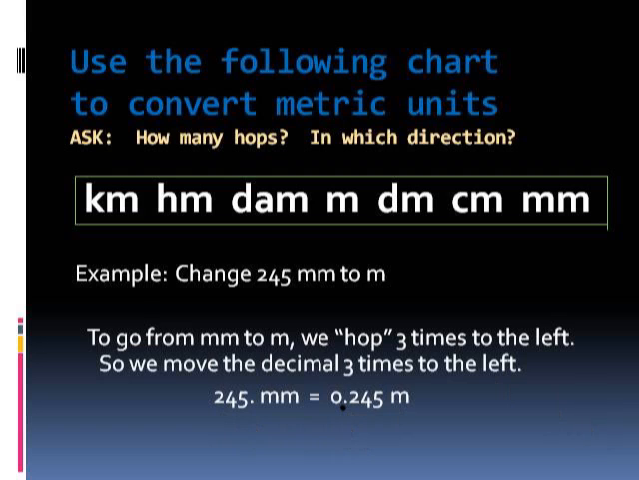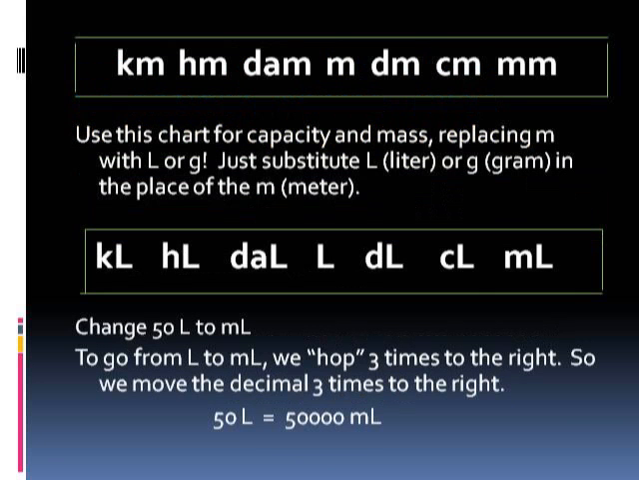Let's look at another example. And again, it doesn't matter whether you're using meters, liters, or grams. The chart works the same way for you. So let's look at this example of 50 liters changing it to milliliters. All right, so remember our two questions. How many hops and in which direction?